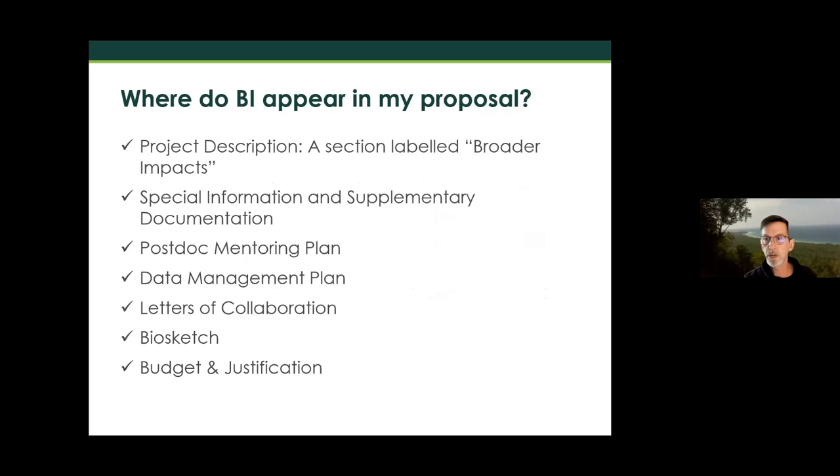It could be in your postdoc mentoring plan, especially if one of your goals for BI is broadening participation. It could be in your data management plan if your BI activity involves collecting data. It should certainly show up in your letters of collaboration. If you have internal or external BI partners, you want letters from those partners. So let's say you're going to partner with the MSU Science Festival. Well, then a letter of collaboration with the MSU Science Festival should be in your proposal.